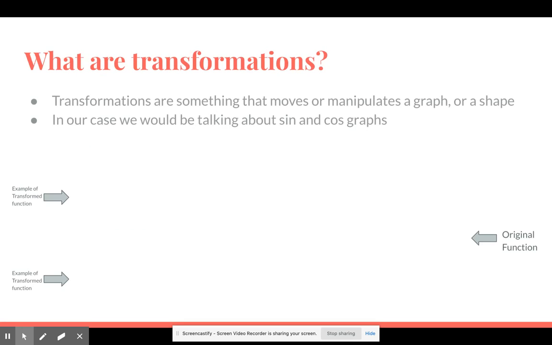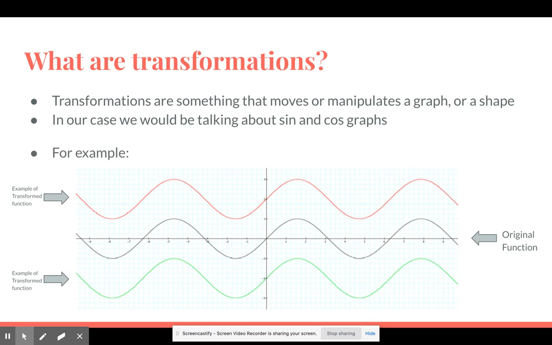So what are transformations? Transformations are something that moves or manipulates a graph, or actually it could also be a shape. In our case, we would be talking about graphs, specifically sine and cosine. So here is an original function, and as you can see, the red and green functions are a transformed version of the original function in black.